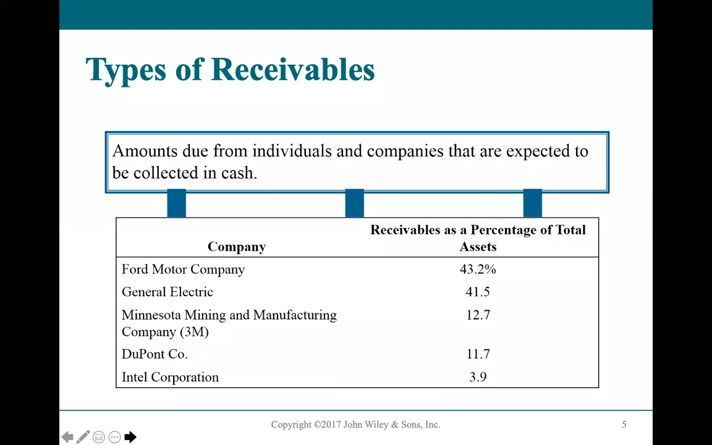Receivables are common across the board. Some companies, like in the automotive industry, have a substantial amount of their assets in receivables, and it makes a lot of sense. So this is GE as well. This makes a lot of sense because of the type of business that they're in. Okay, so let me stick with the automotive group as an example here. You have Ford Motor Company, which is a manufacturer of cars and trucks and SUVs, right?